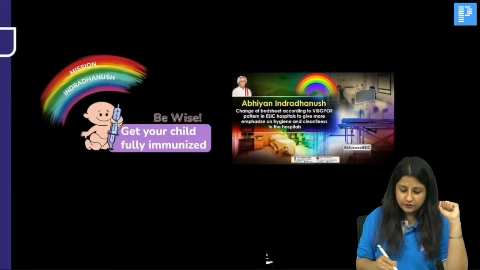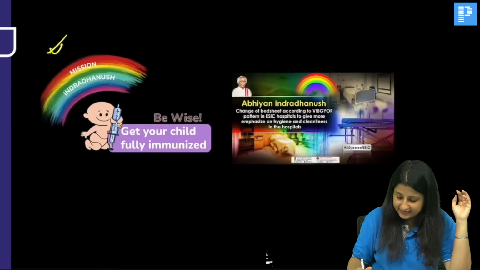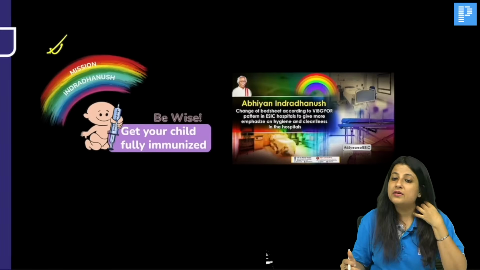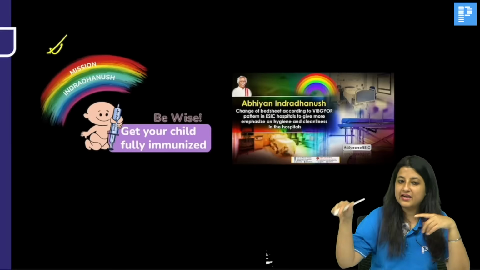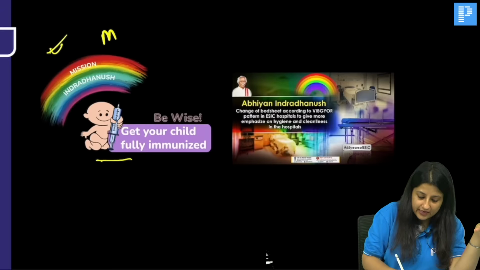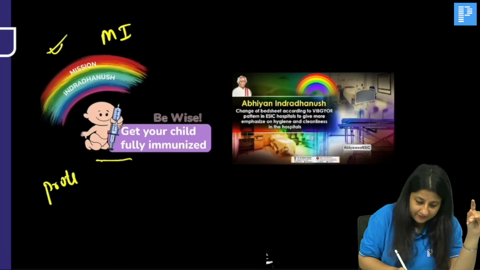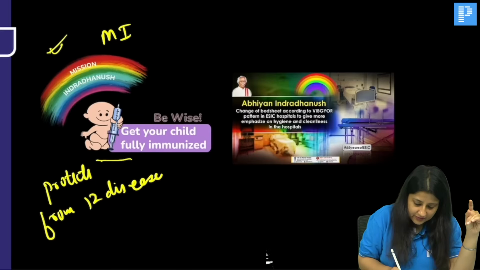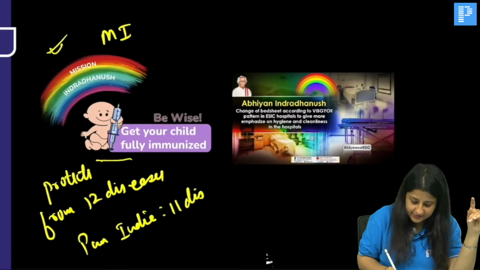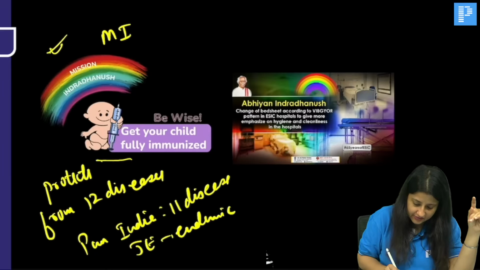All right, next question. This is what, guys? This is Mission Indradhanush. You all know Mission Indradhanush is protecting us from how many diseases, everybody? Currently you have a rainbow and you have a baby over here. So Mission Indradhanush, MI, Mission Impossible nahi hai, Mission Indradhanush hai. This protects from 12 diseases, not 13. It protects from 12 diseases. But if somebody asks you Pan India, it protects us from 11 diseases. Why? Because J is only given in endemic zones. J is given in endemic areas.